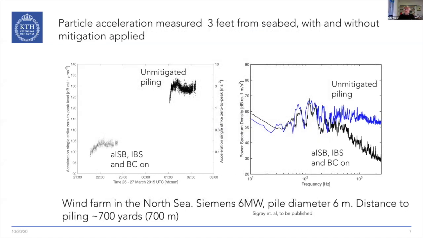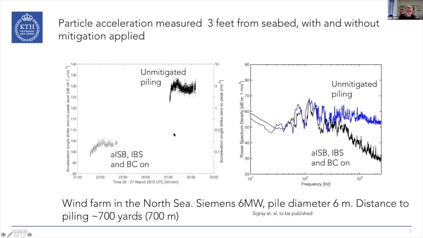So let's look at some measurements I did some years ago in the North Atlantic. And this is now a measurement of particle motion. Particle motion is measured as acceleration, that's meter per square second. And on the left figure, where I'm pointing with the arrow, we have a mitigation system in place. We have a bubble curtain 100 yards away, and we have this air steel barrier, and we have the internal bubble screen. And then you can see that they started the piling.